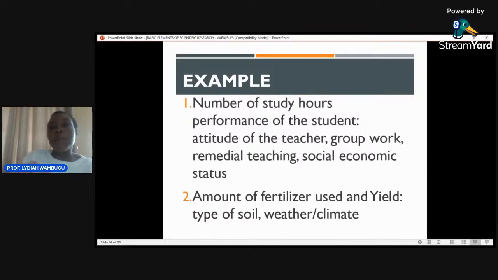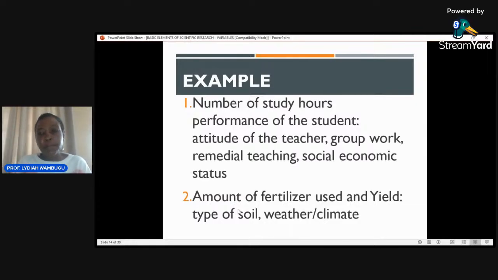If I live in a semi-arid area, there is no way you will tell me to plant maize and expect me to harvest a 100-fold yield. It's not possible because of the weather. So when I talk about weather and climate here, this is an intervening variable. You are aware of it, but there is nothing you can do about it. So it is an extraneous variable.